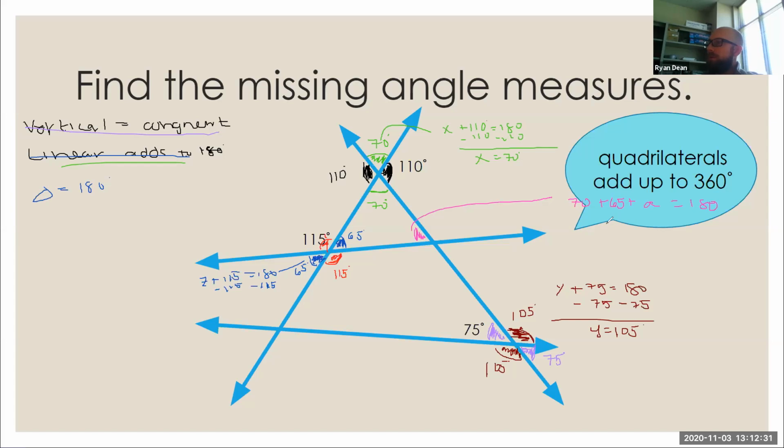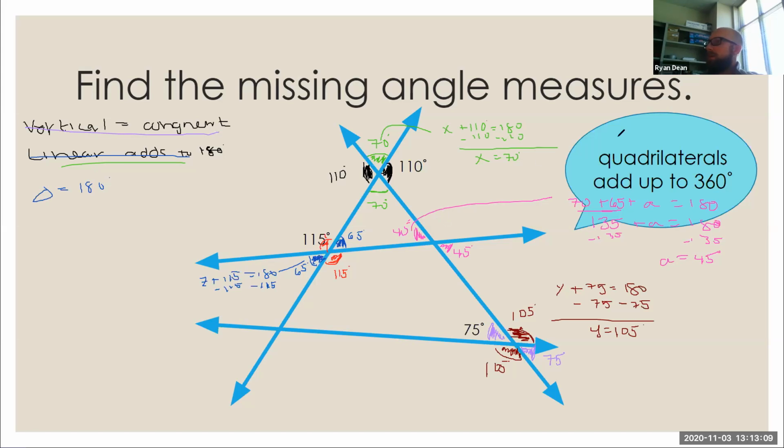Then from that point, we get 135, because that's what these two combine to, plus A equals 180. Subtract 135 from both sides, and A is 45 degrees. So we get 45 degrees here, and we get 45 degrees here because they're vertical pairs. And that's the last one that I'm going to do for this problem right here.